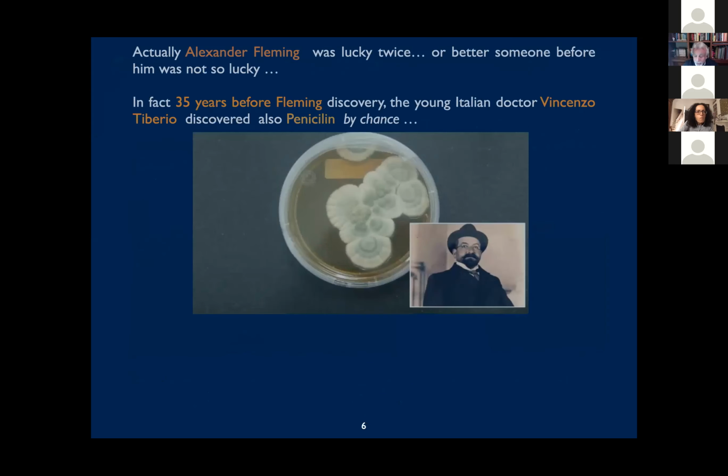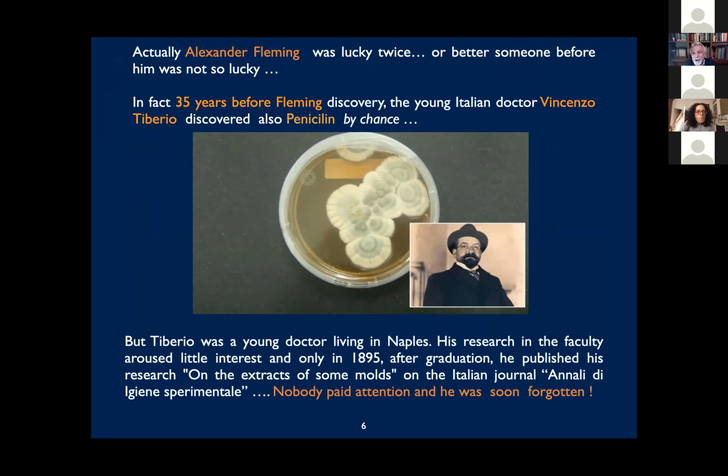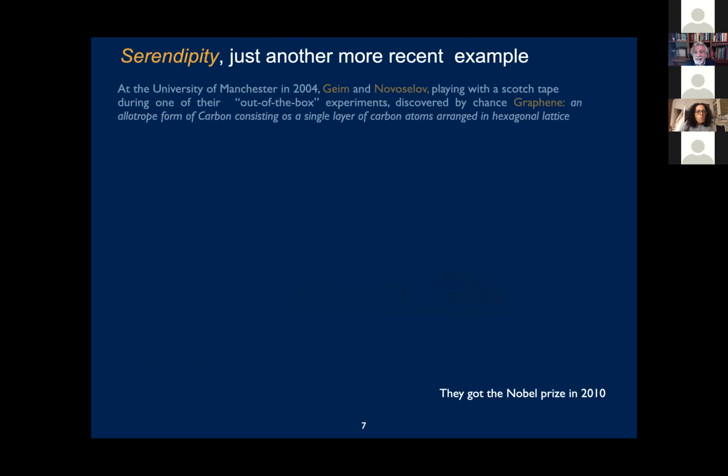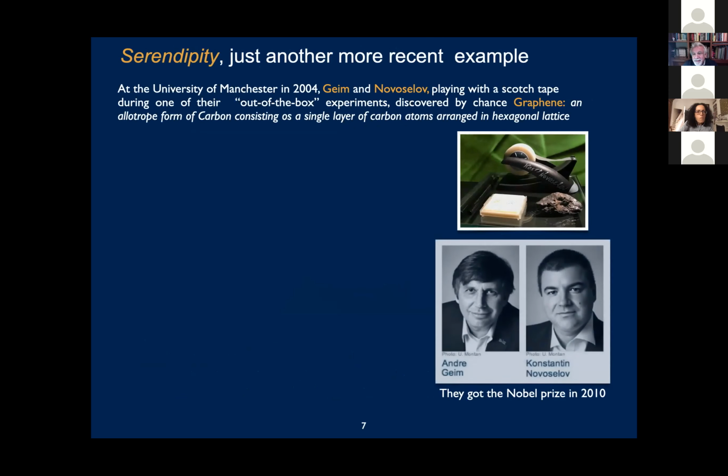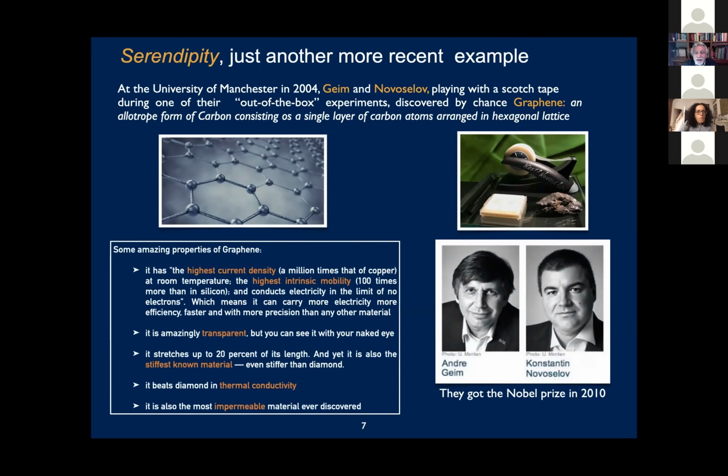He was doubly lucky because someone before him, 35 years before Fleming, discovered the same penicillin by chance, but he was an unknown young doctor in Naples, and he published this result, but no one noticed it, and so it was forgotten. Another, more recent example is graphene, which was discovered in an out-of-the-box crazy experiment that these two guys, Geim and Novoselov, made during the weekends, just playing with a pencil and some scotch tape. They discovered this single layer of carbon, which is such a fantastic material, very much studied today.